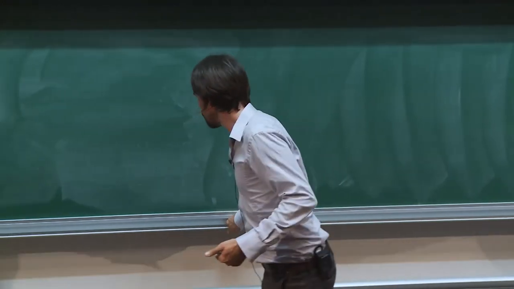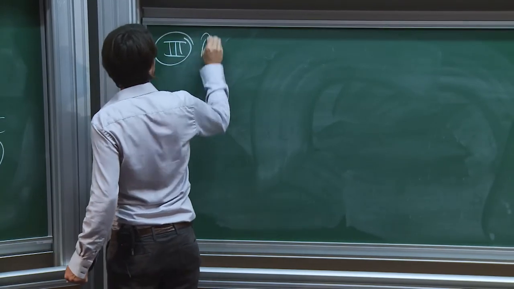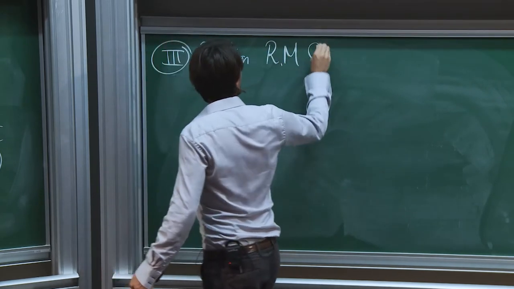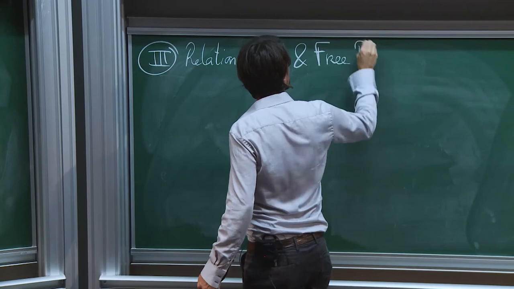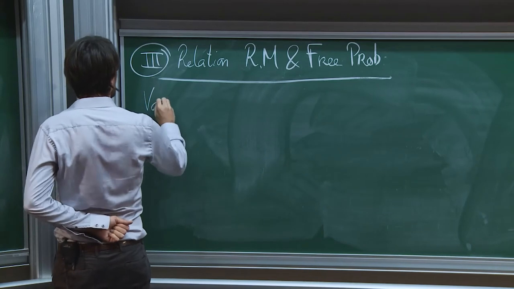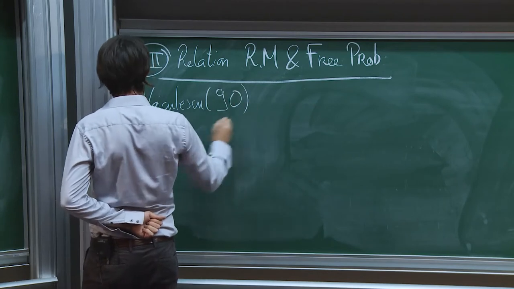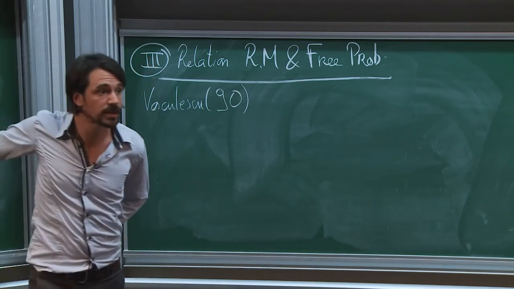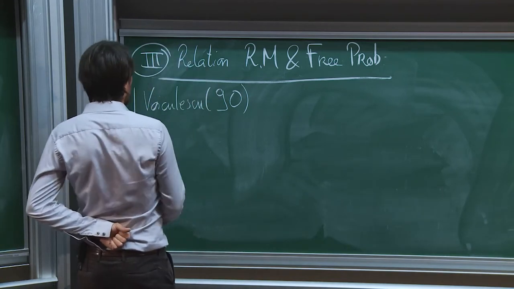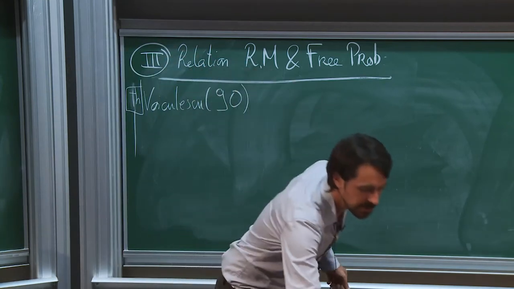Okay, so let's now talk about the relation between random matrices and free probability. The first relation was given by Voiculescu in the 90s, whereas he introduced this context in the 80s, so 10 years before. It is called the asymptotic free independence theorem. And here is the context.